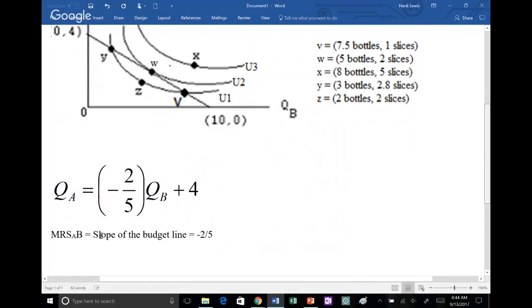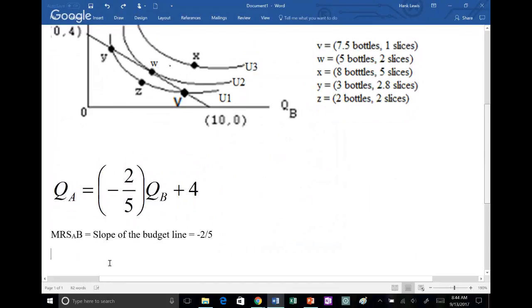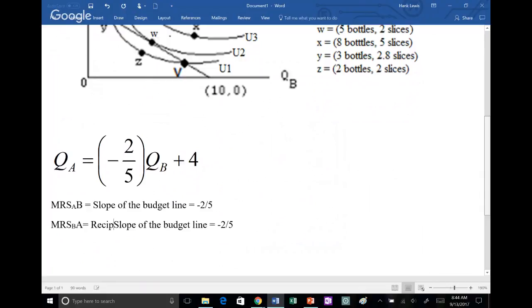Now, suppose I were to flip this. Suppose instead I had asked, what is the MRS of B for A? Would that be the slope of the budget line? No, it's the reciprocal of the slope of the line that is tangent to the chosen point. So that'd be the reciprocal of the slope of the budget line. Now, what would the reciprocal of -2/5 be?